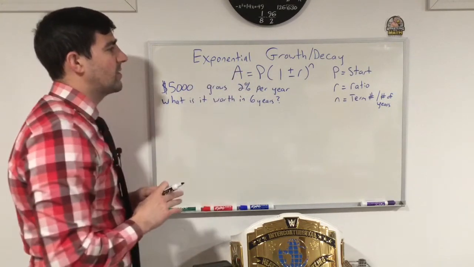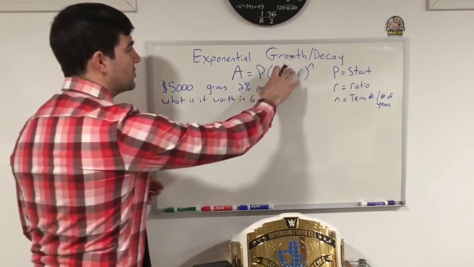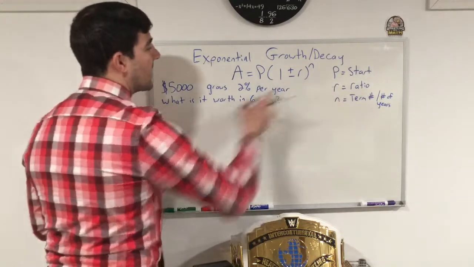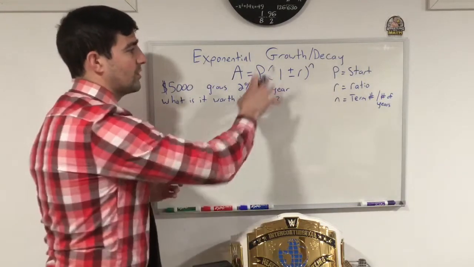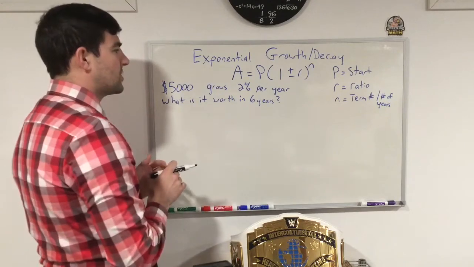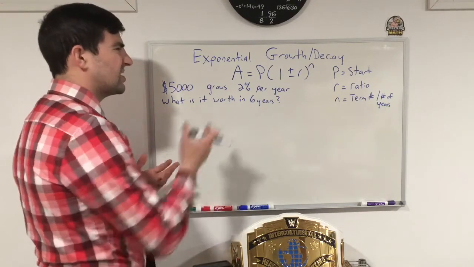So if you notice, I have my formula up at the top. I do have the plus and minus because I'm unsure which one I'm going to use right now, and then I have my description as to what each variable represents. So $5,000 grows 2% per year. What is it worth in 6 years? Is it growth or decay?